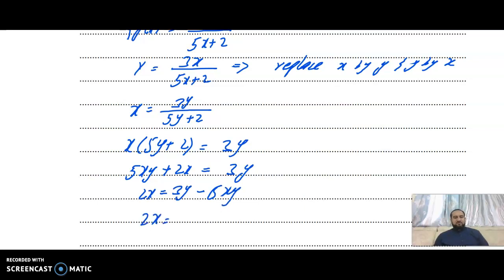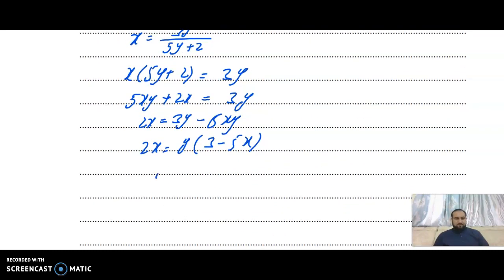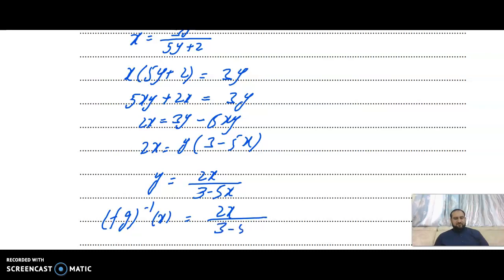So 2x is equal to y times (3 minus 5x). So which means y is equal to 2x over 3 minus 5x. So that means fg inverse of x is equal to 2x over 3 minus 5x.